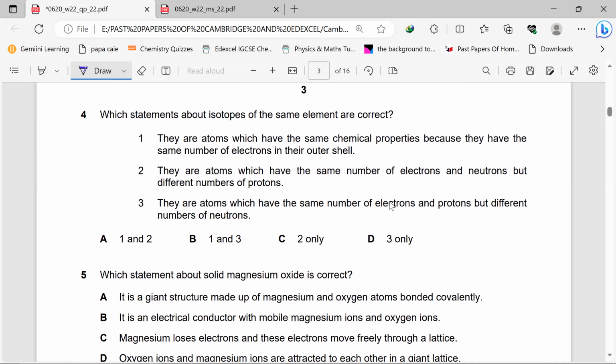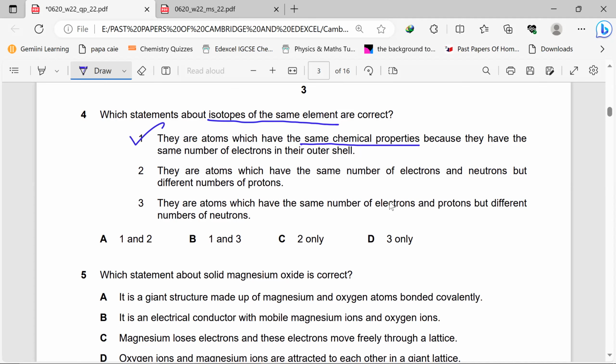Look at number 4. Which statements about isotopes of the same element are correct? Isotopes of the same element, this is a very easy question. They are atoms which have the same chemical properties. This is true, same chemical properties, as they have the same electronic configuration, the same number of electrons in their outer shell. This is an absolutely true statement.